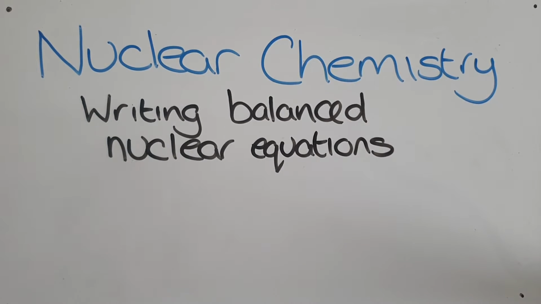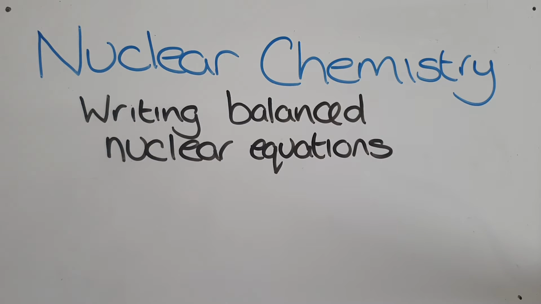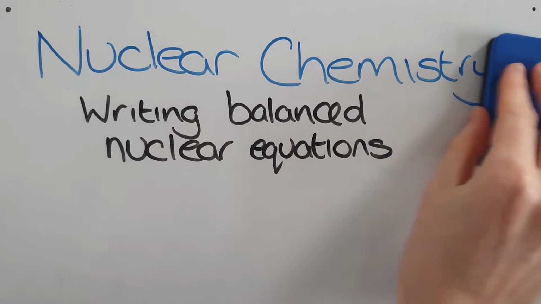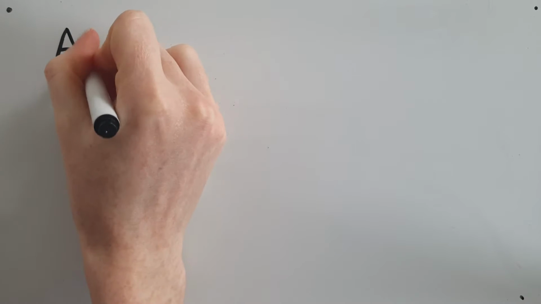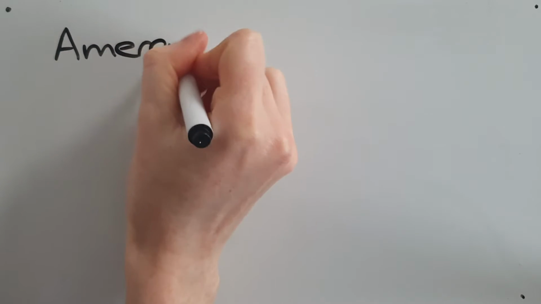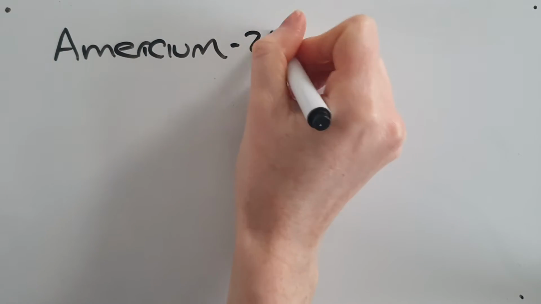This video is going to show you how to write balanced nuclear equations from the National 5 Chemistry course. Now, before we can go into balancing these equations, we have to do a wee recap on your nuclide notation from Unit 1. So let's say, for example, that you were asked to write the nuclide notation for americium 241.